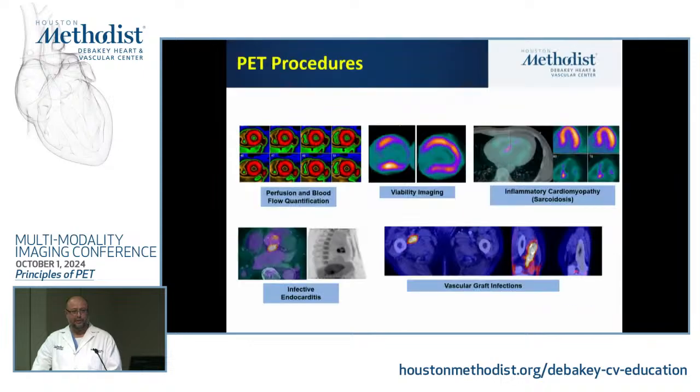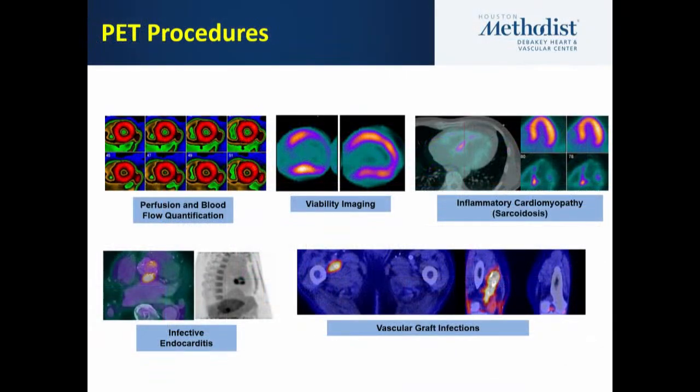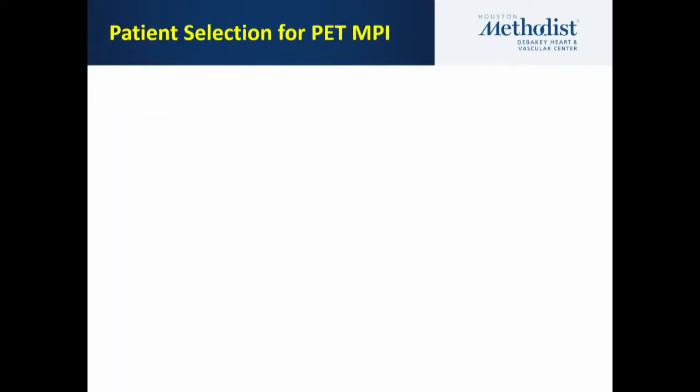All right, so what do we do with PET? So many things we can do with PET. Although many of you think that we might be just doing MPI, PET applications are beyond MPI. MPI is still going to be the biggest one, but we can also do viability imaging. We can do inflammation imaging, or what everybody refers to as sarcoidosis, but it can be inflammation anywhere. We can, in fact, image endocarditis, or we can do infection anywhere else in the body. So here are some of these.